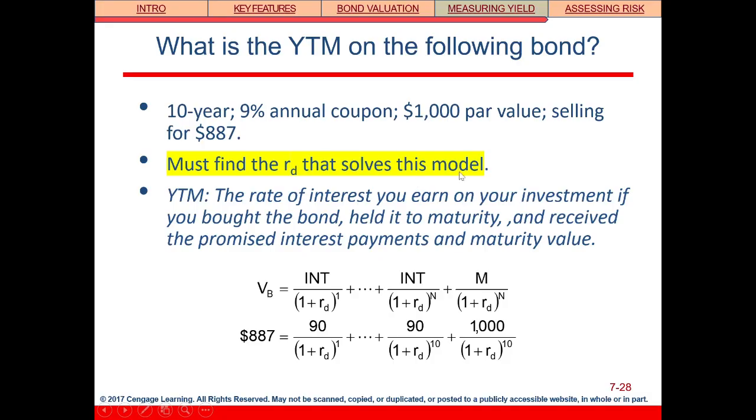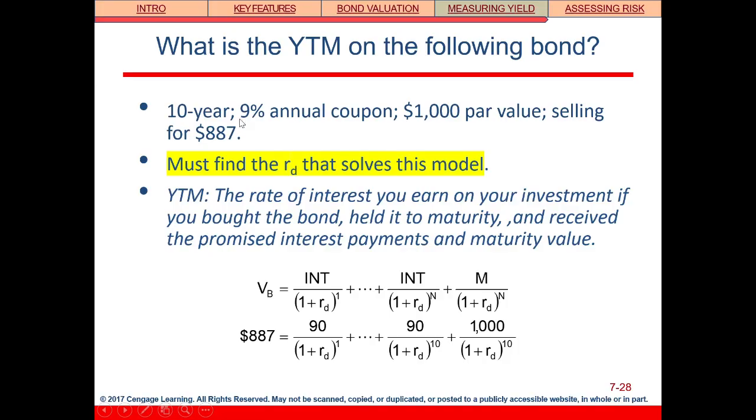So here's an example question. It's a 10-year bond, 9% annual coupon. So this 9% we'll use to calculate the payment. $1,000 par value. This is the future value. Selling for $887. So this is the present value.